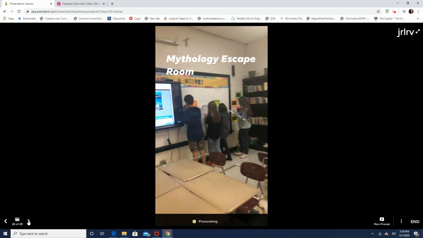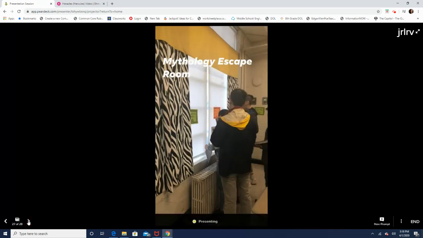And this is just another example of the escape room. I had them all around the room. And of course, you see their Chromebooks on the table. So they were using technology. They were using their Chromebooks. They were being interactive with that as well.